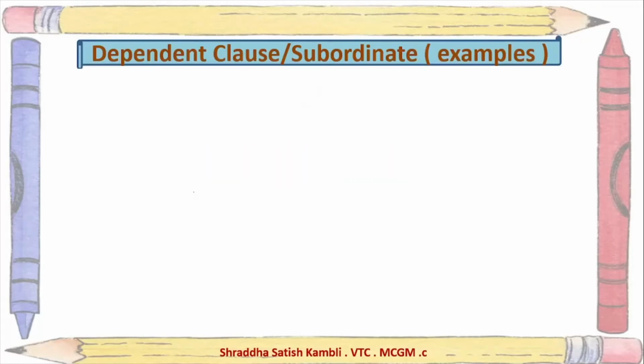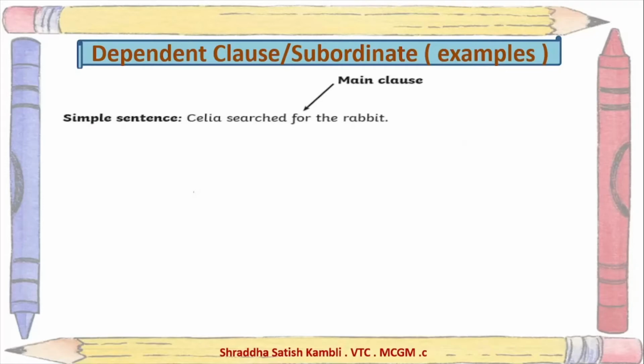Now let's take a look at the examples of dependent clauses. See here the sentence, "Celia searched for the rabbit." Just now I told you an independent clause is also called a simple sentence. So this is a simple sentence. "Celia searched for the rabbit." That means it is an independent clause. Let us see how you can add clauses to it and how that added clause becomes a dependent clause or a subordinate clause. So this much part of a sentence is the main clause, as well as a simple sentence also. Look at this now.